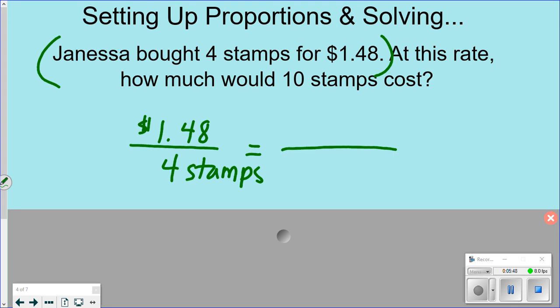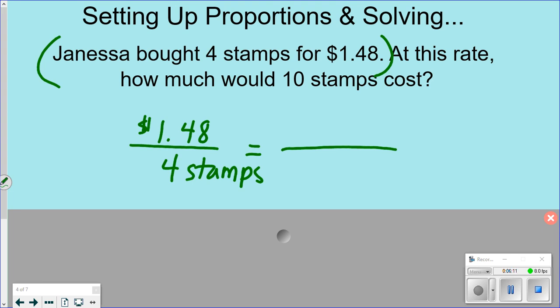Now, it says, at this rate, how much would 10 stamps cost? Here's the thing. The other day when we did unit rates, we used unit rates to find what 10 stamps cost. We took 1.48 divided by 4 times 10. Well, another way you can solve problems like that is by setting up proportions, just like what I'm doing now. So if I said, at this rate, how much would 10 stamps cost, I have to put 10 stamps on the other side.